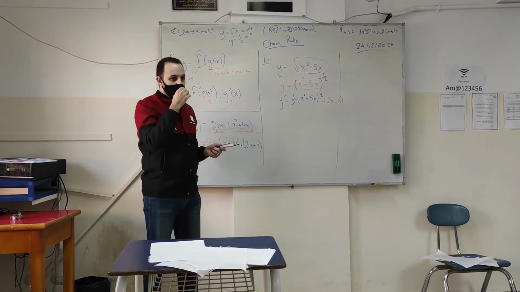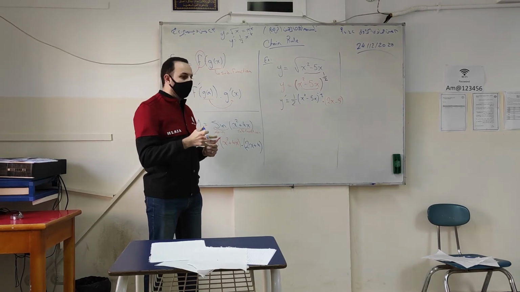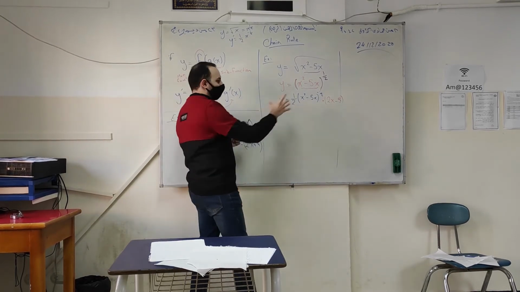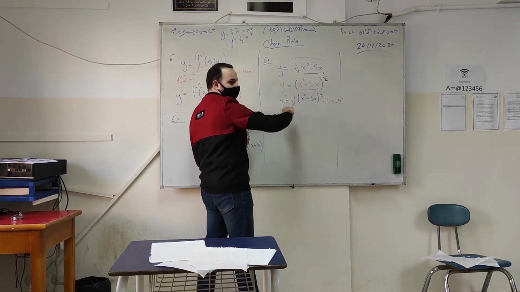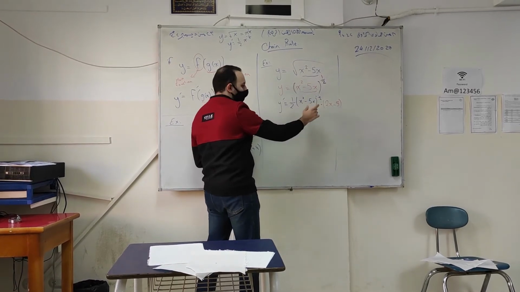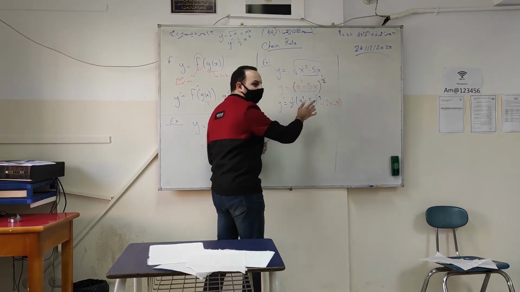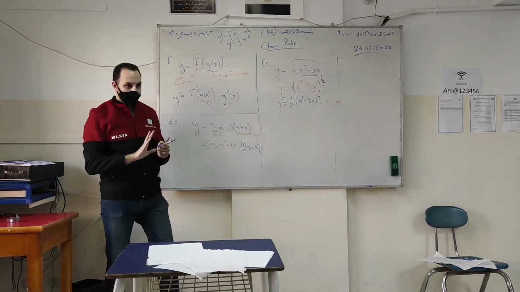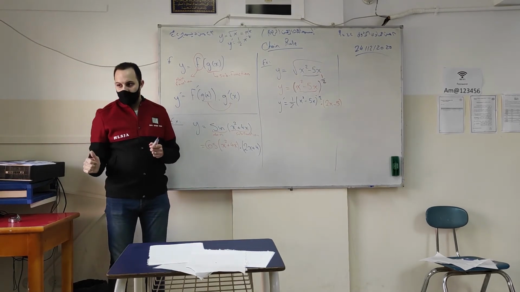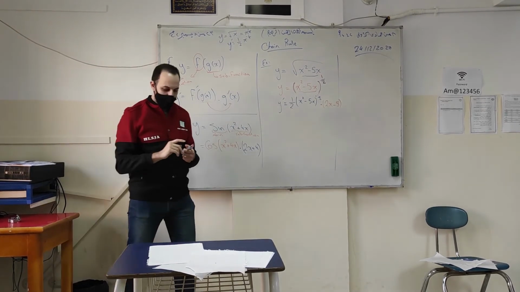Power half, in over out. And then differentiate the main function by dropping the power and subtracting 1, times the differentiation of the inside function or the subfunction. Okay?